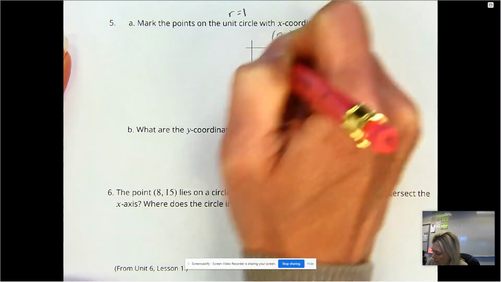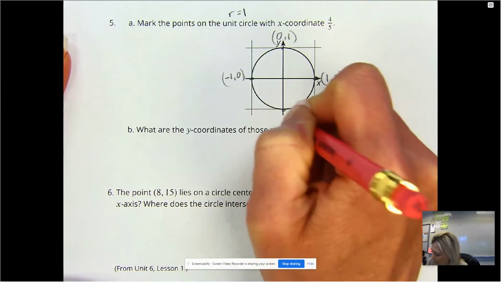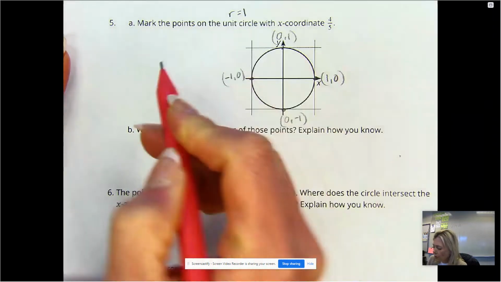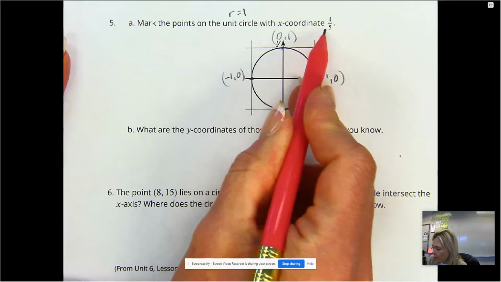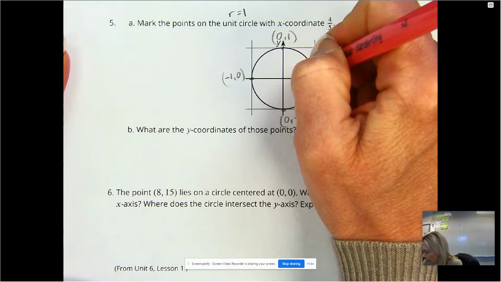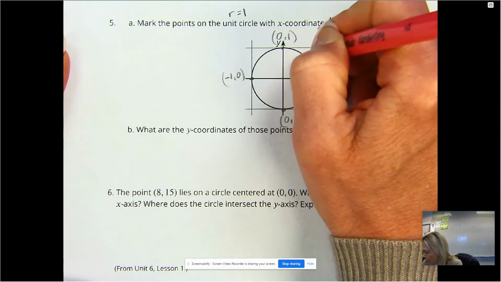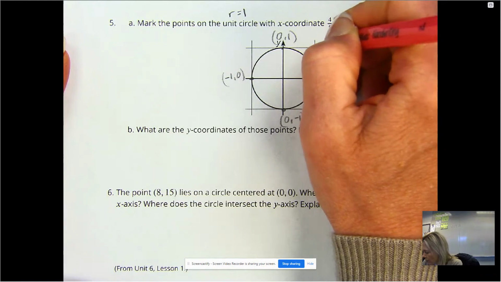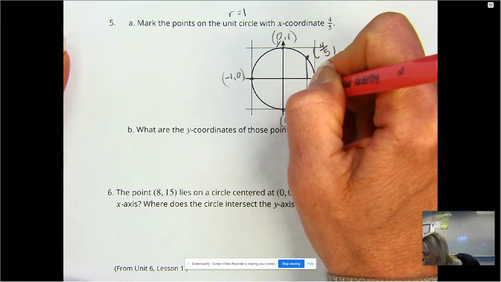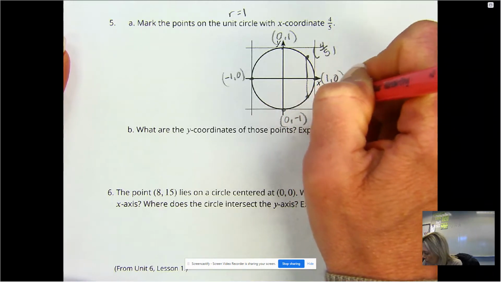This point here would be (-1, 0), and then down here at the bottom, (0, -1). And so the point on the unit circle with an x coordinate of 4/5, so if I go 4/5 of the way here, I'm just estimating, it's going to be up here at this point. The x value is 4/5, and then drop it down. This point, the x value is also 4/5.